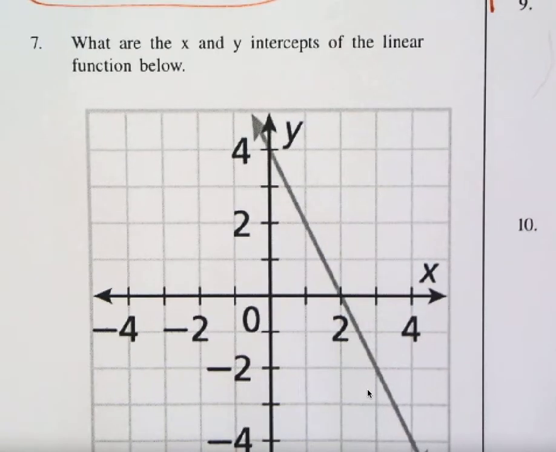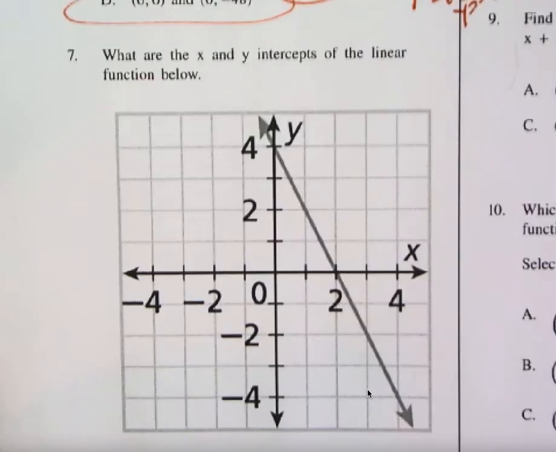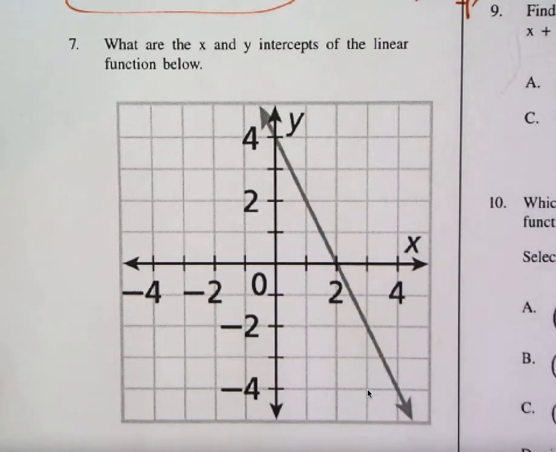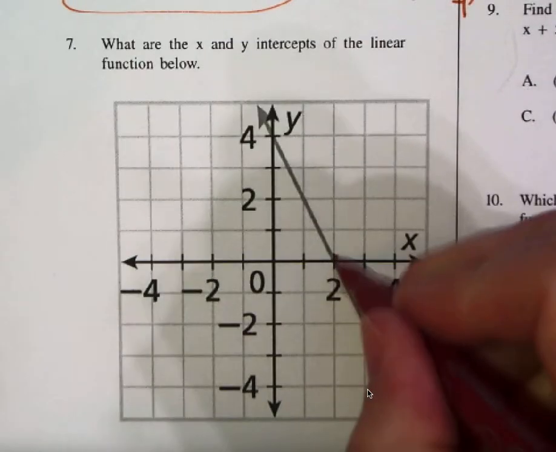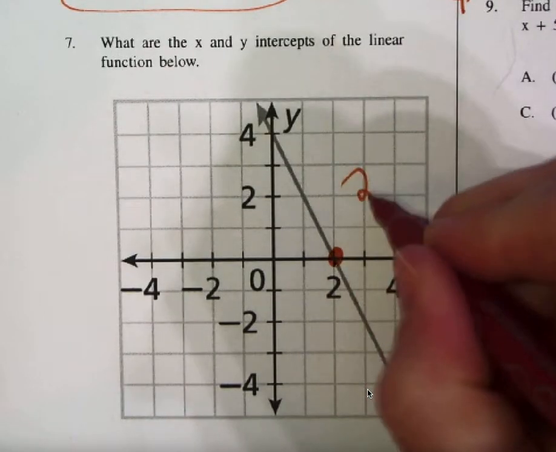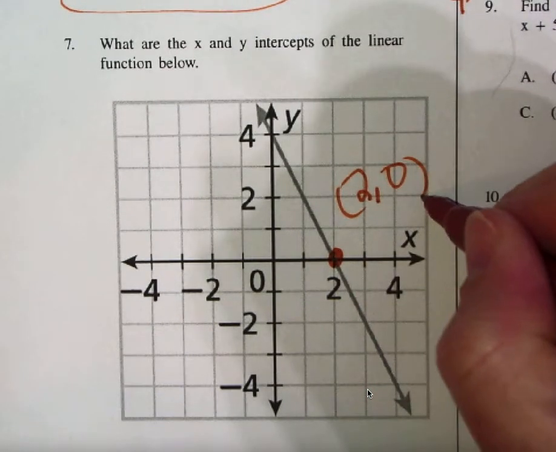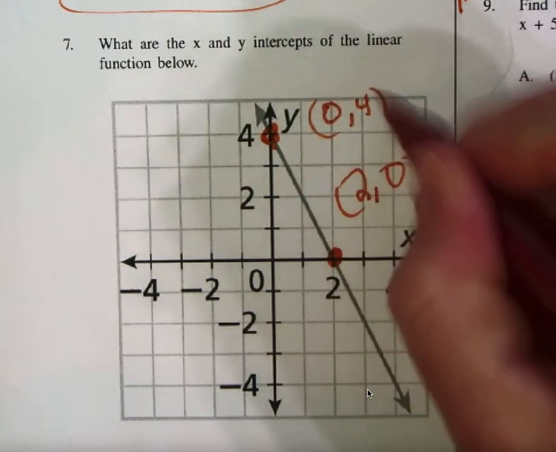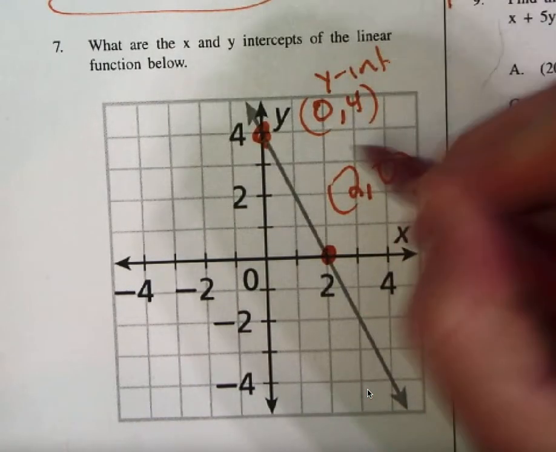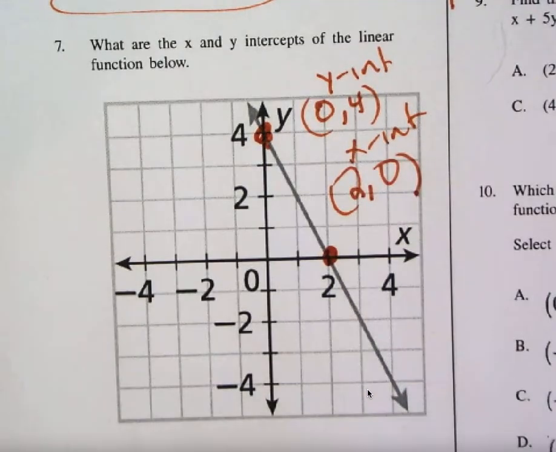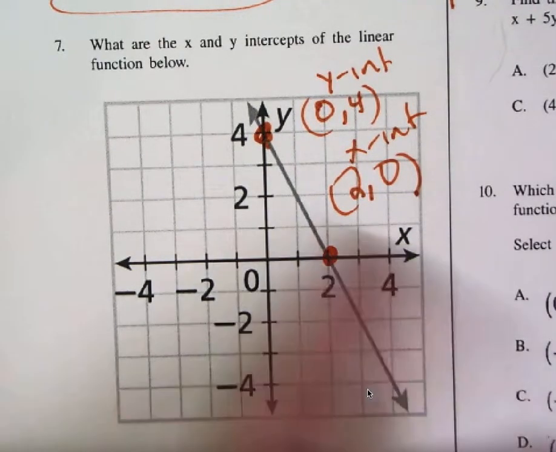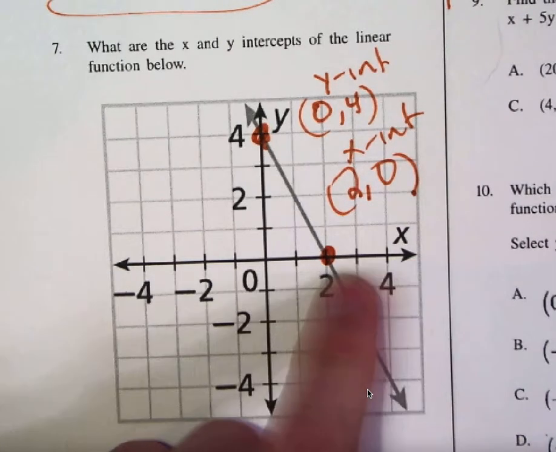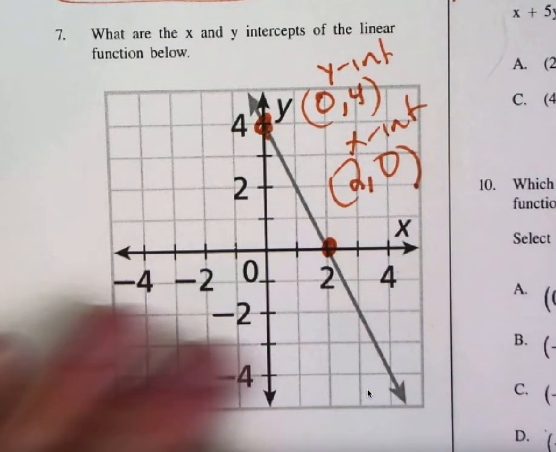Number 7. What are the x and y-intercepts of this linear function below? The definition of x and y-intercepts are where it crosses the x and y axis. And here you go. This point is 2, 0. This point up here is 0, 4. Here's our y-intercept, and here's our x-intercept. They're right there. They show it.